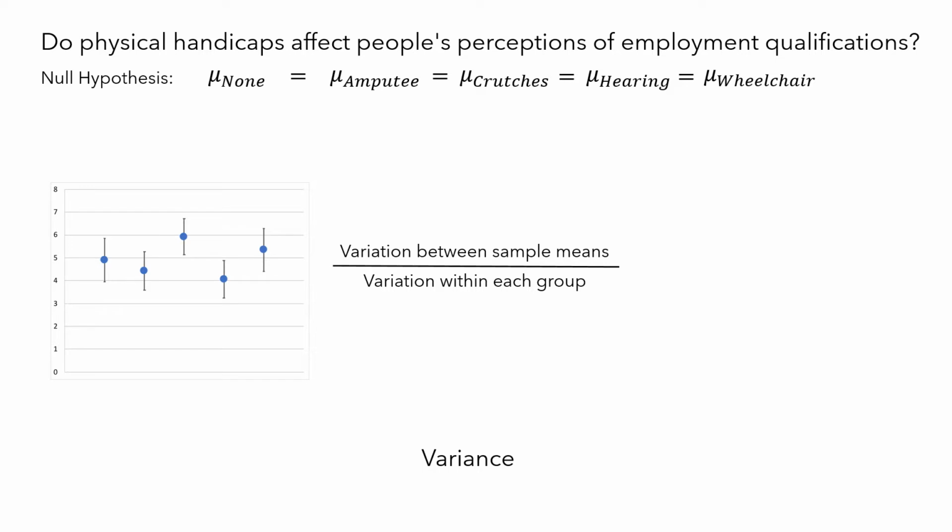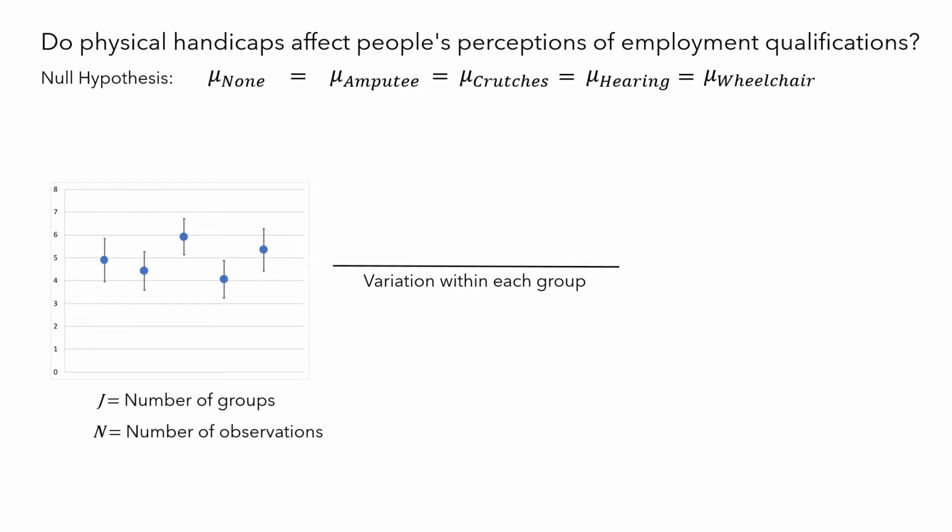And in this computation, we'll write J to represent the number of groups we're combining, and we'll write N to represent the total number of observations. So in this particular scenario, J is 5 because we have 5 different groups, and N is 70 because we have 70 data points. So for the numerator, we want to find the variance.